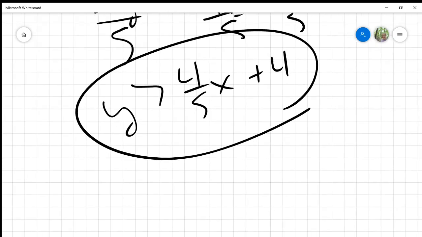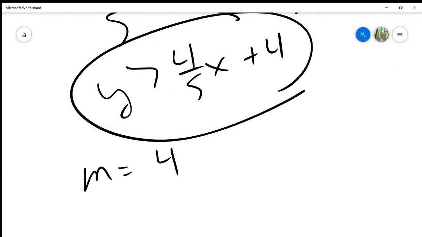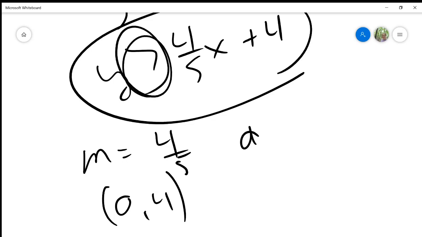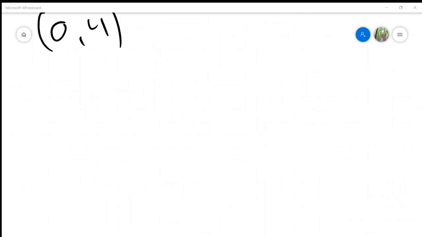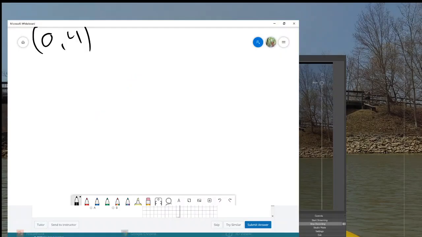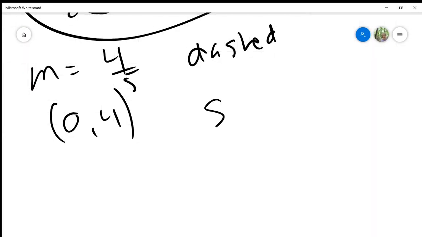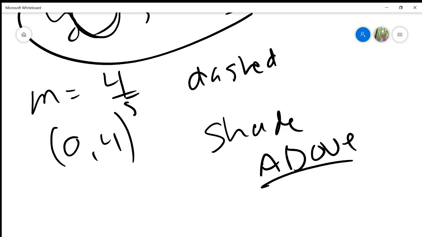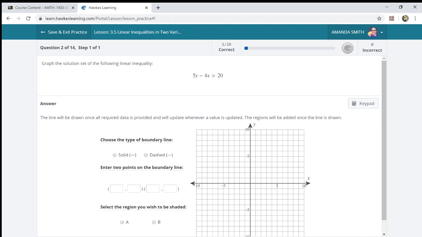This is my slope-intercept form. From this instance, my slope is 4/5. My intercept as a point is 0, 4. Again, based on this inequality symbol, this will be a dashed line. And since it says y is greater than, I will need to shade above. And so now I have all of my information, and I will go back to the Hawks. We will type all of this in, complete our graph, and make sure we have a nice answer.